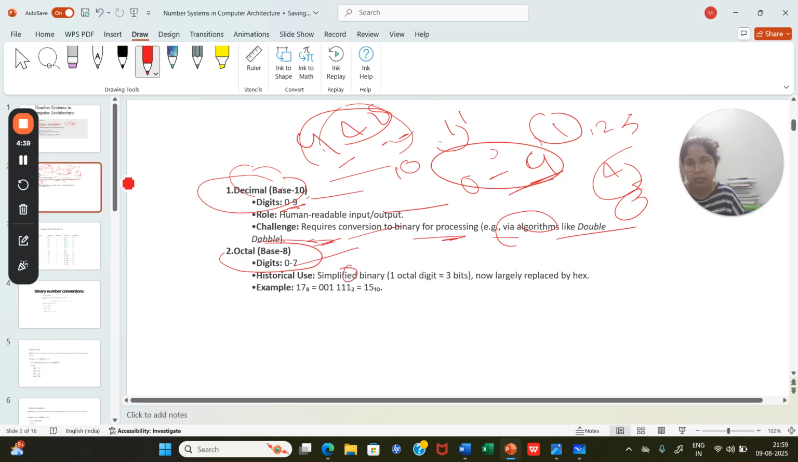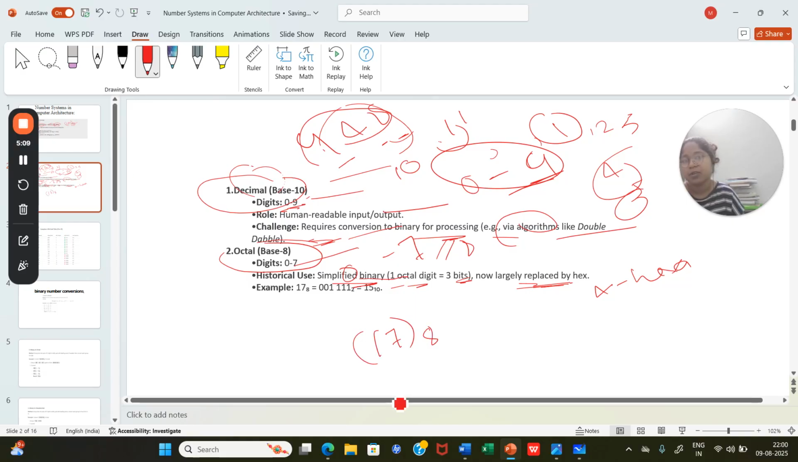Let's take an example for octal also. Octal numbers start from 0 and end with 7. There are a total of 8 digits in octal. We use octal as a simplified binary value. One octal digit is 3 bits. It is now largely replaced by hexadecimal. If it is 4 bits, we call that hexadecimal. I will show the table for that. We write the octal number as 17 and the base should be 8.